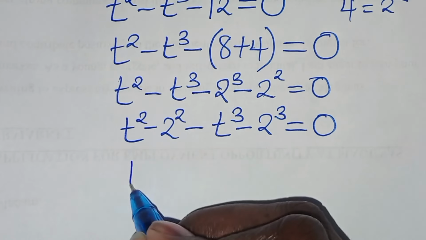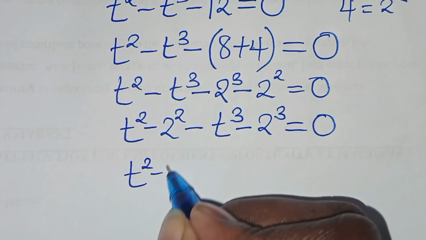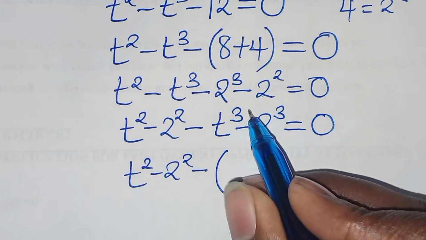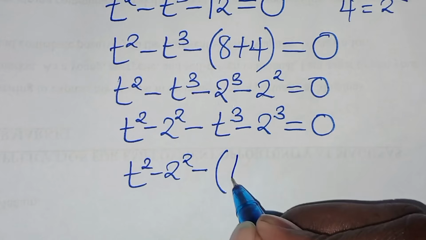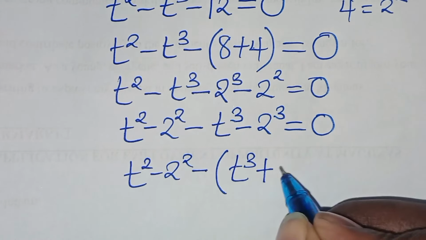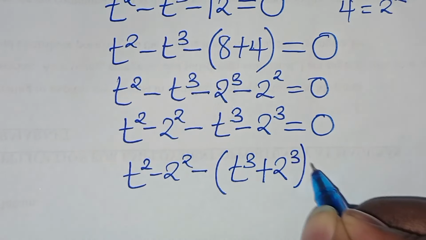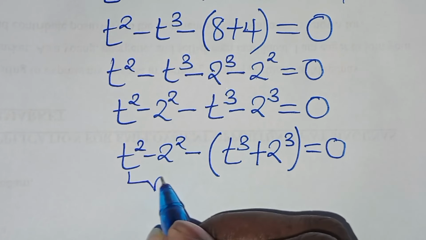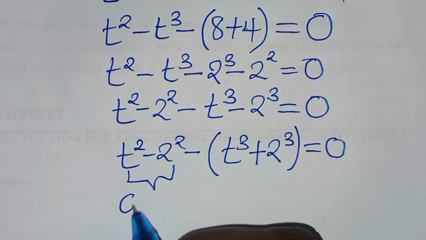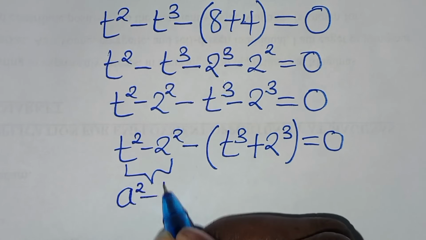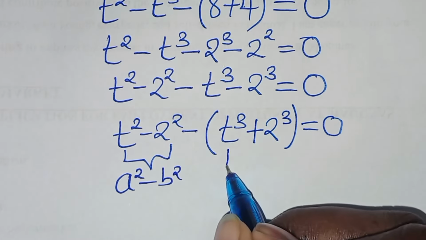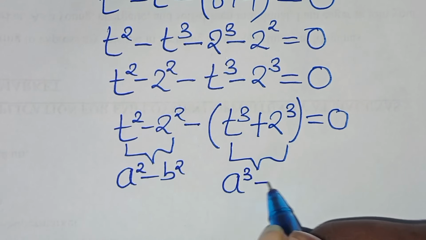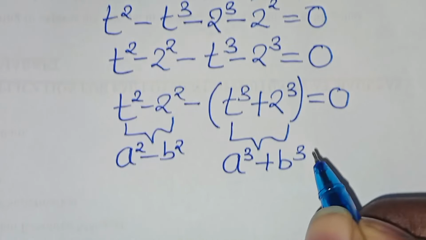Now, here we have t to the power of 2 minus 2 to the power of 2, subtract t to the power of 3 minus 2 to the power of 3, equals 0. Now, we have two parts here. The first part is the difference of two squares, expressed as a squared minus b squared. And the second part is the difference of two cubes, expressed as a to the power of 3 minus b to the power of 3.